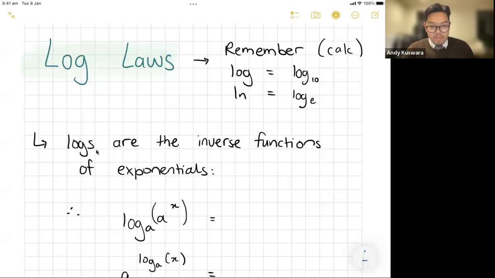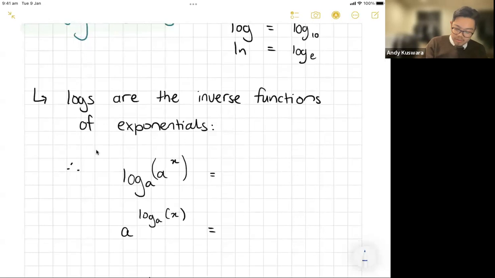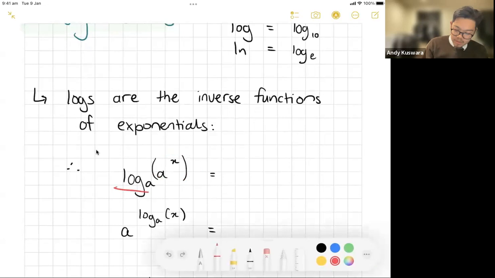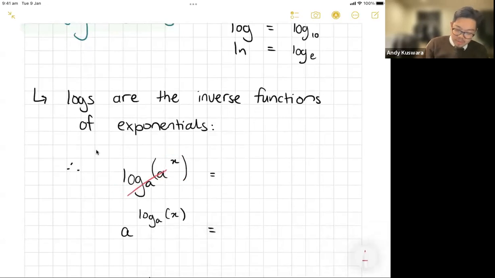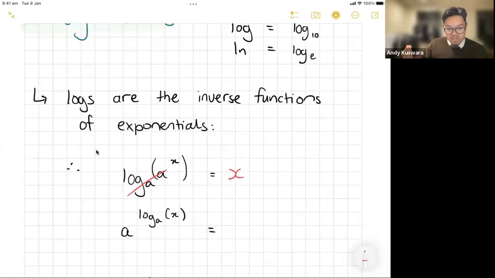Now, because logs are the inverse function of exponentials, it's kind of like the opposite. The way that it works is if I take a log of an exponential, so there's my log, there's my exponential, they end up canceling each other out, and it just leaves me with x. And the same way, here's my exponential, here's my log. Guess what? They cancel each other out, and my answer is x. So that's one thing to keep in mind as we continue this topic.